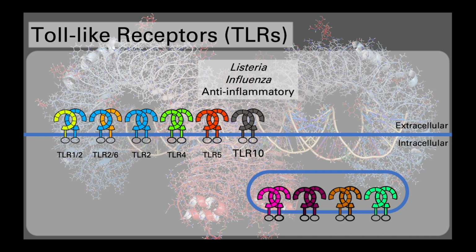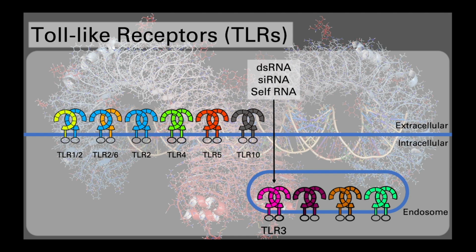Now, you may have noticed that we skipped TLR 3, 7, 8, and 9. And this is because these pattern recognition receptors are expressed intracellularly, associated with endosomal membranes. These intracellular receptors tend to recognize nucleic acids from bacteria and viruses, but also have a role to play in autoimmunity by detecting self-DNA that has escaped the nucleus. TLR3 recognizes viral double-stranded RNA, small interfering RNAs, and self-RNA from damaged cells.